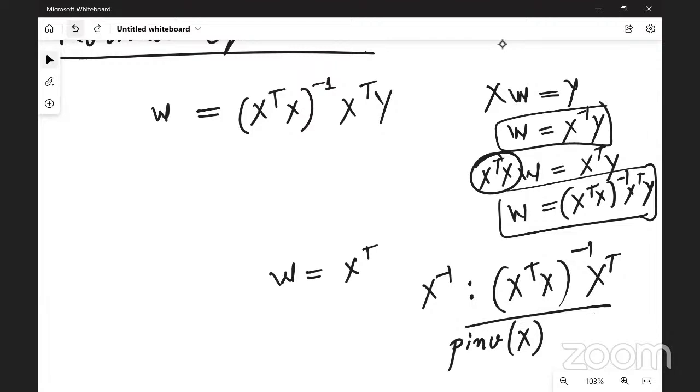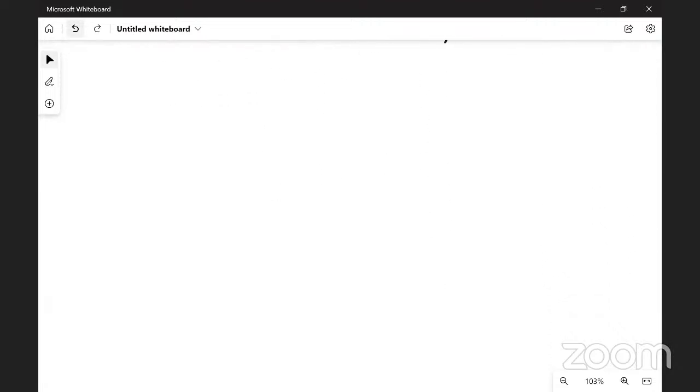Does it make sense? Yes, it does. Thank you. Okay. So this is your normal equation method. Now we come to gradient descent. So first, I'll just tell you briefly its concept, what gradient descent is.